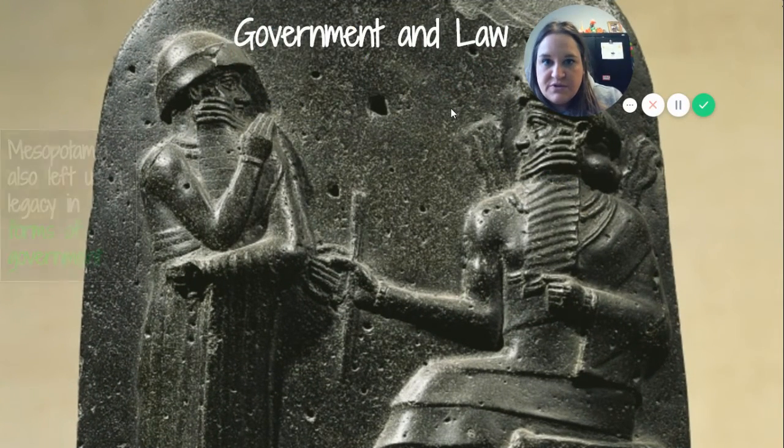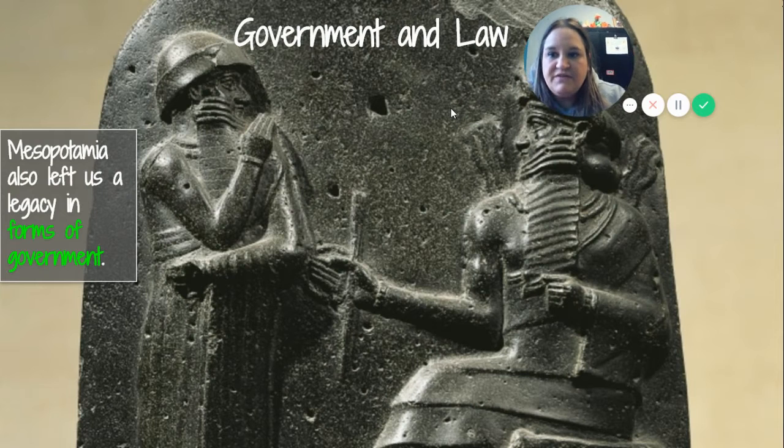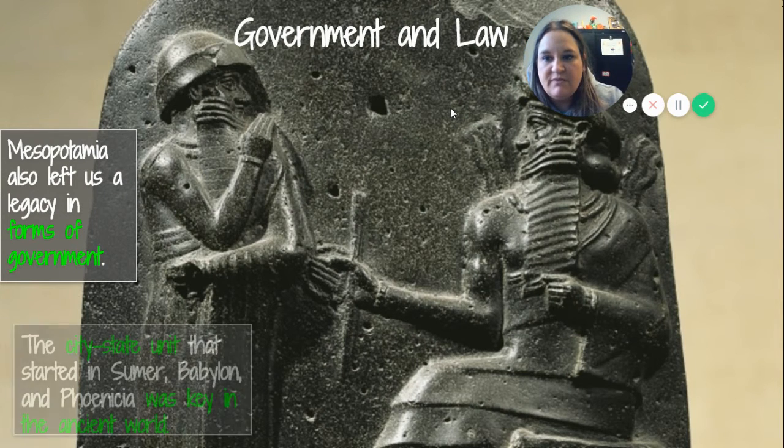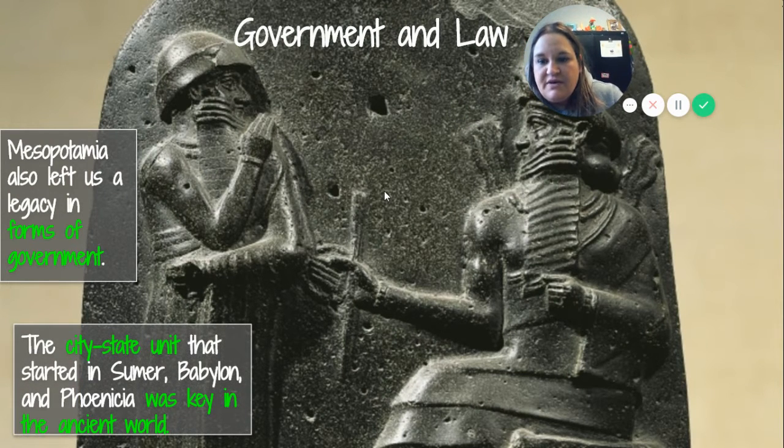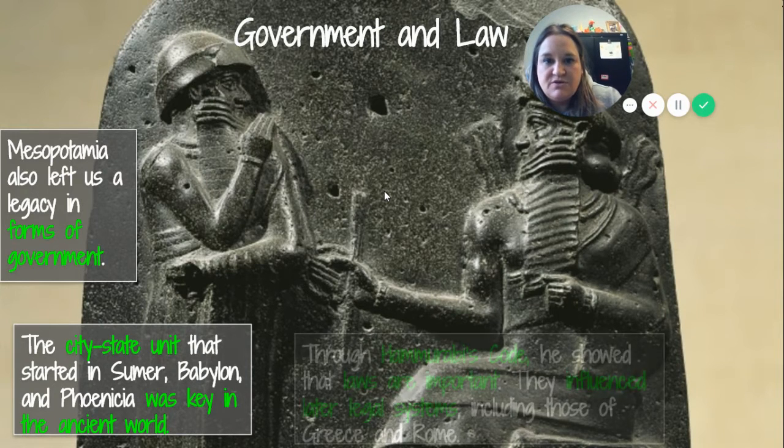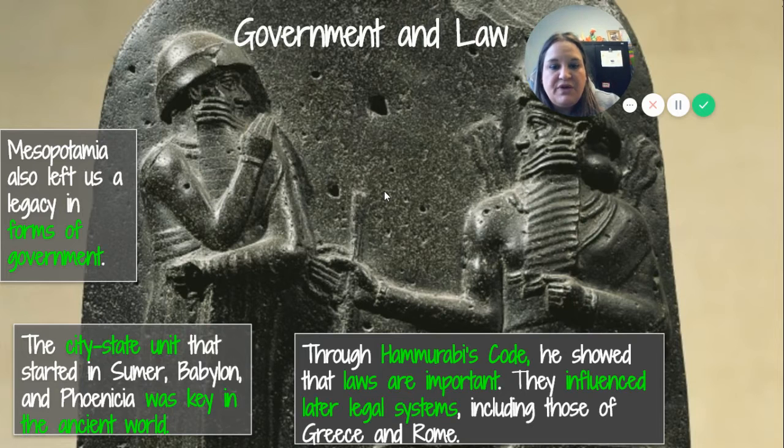Government and law are also achievements of Mesopotamia. They left us a legacy in the form of government. The city-state unit that started in Sumer, Babylon, and Phoenicia was key in the ancient world. Through Hammurabi's code, he showed that laws are important. They influenced later legal systems, including those of Greece and Rome.